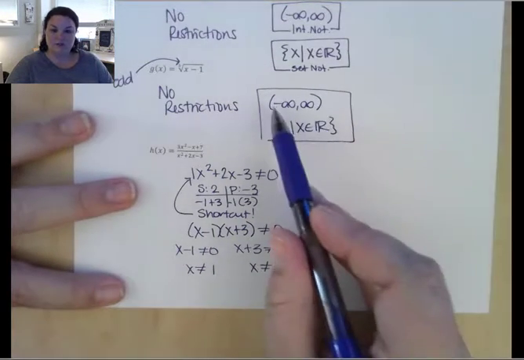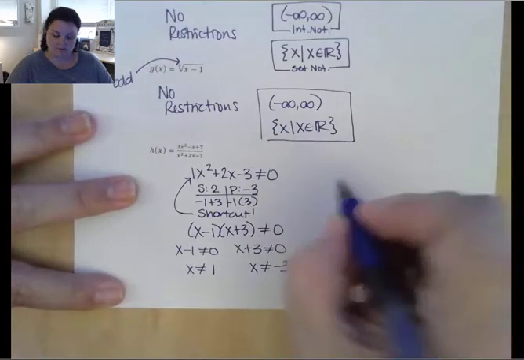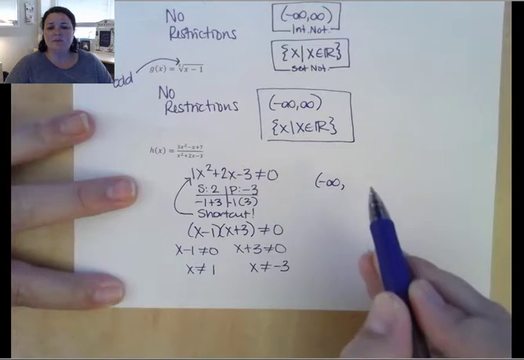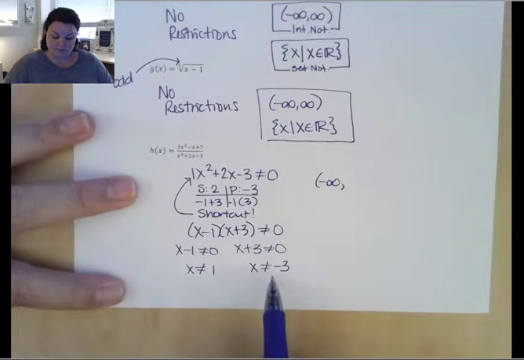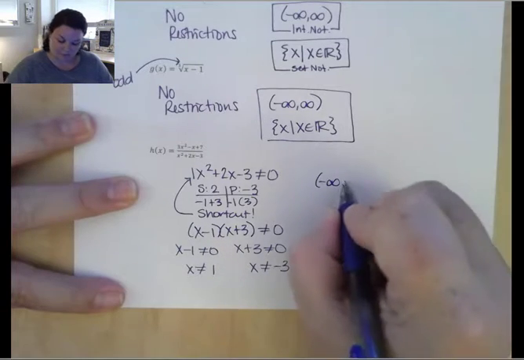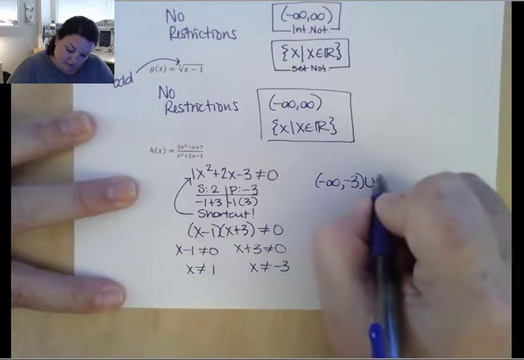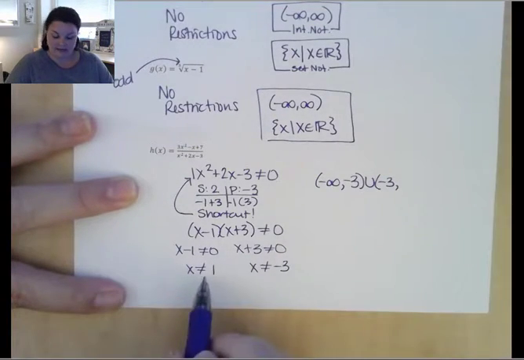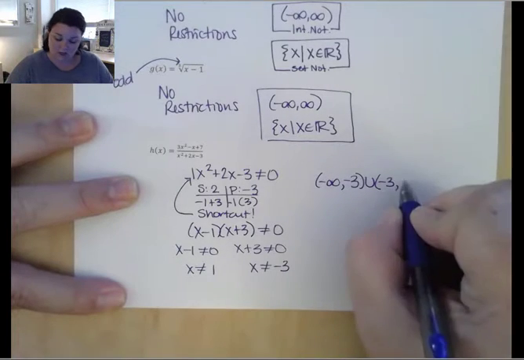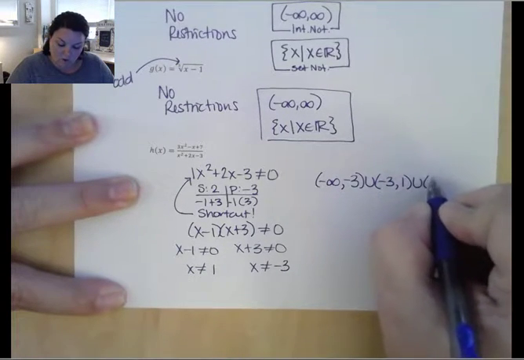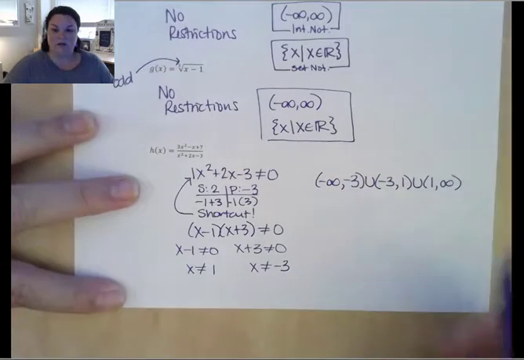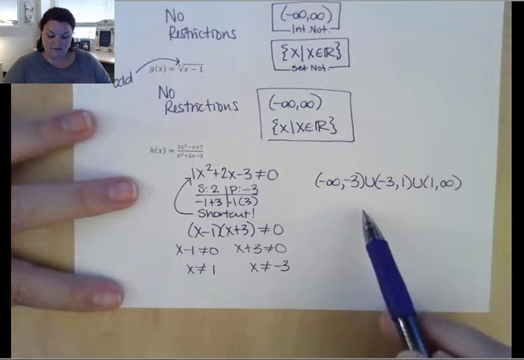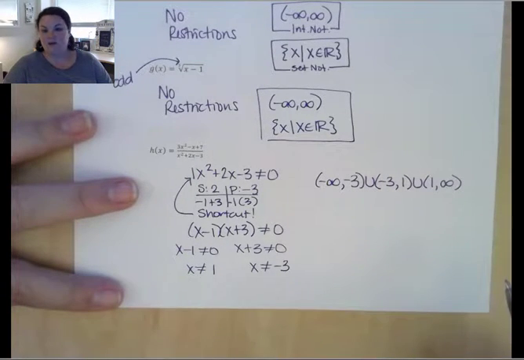So again, for interval notation, I always start off with negative infinity to infinity. So I'm going to start with negative infinity, and I can include all negative numbers until I get up to my first problem. My first problem being that x can't be negative 3. So I'm going to take out negative 3, but then it can be anything from negative 3 until my next problem, which is that x can't be 1, right? Or it could be anything bigger than 1. So again, we're just saying it can be anything from negative infinity to positive infinity, but we're taking out the negative 3 and we're taking out the 1.